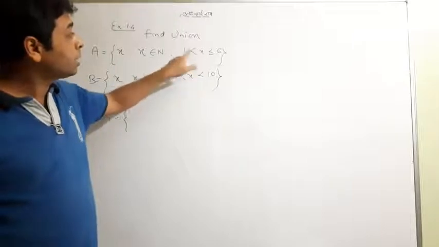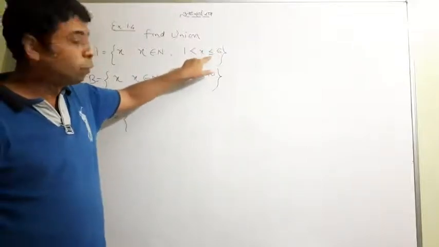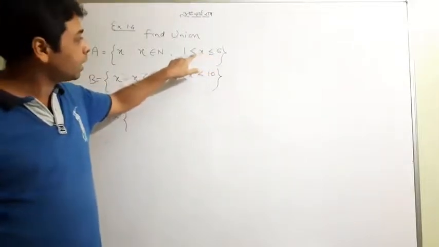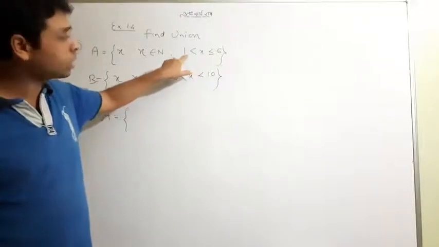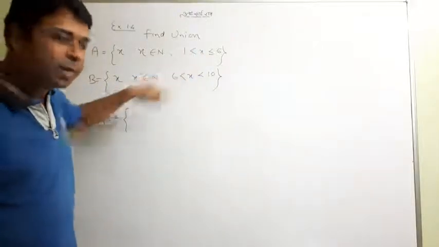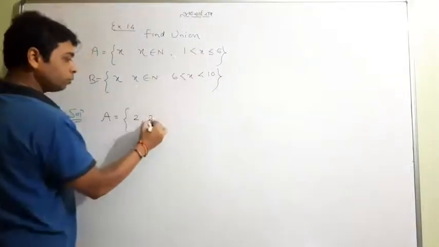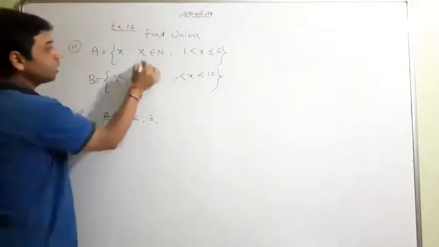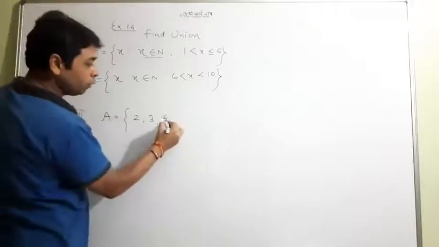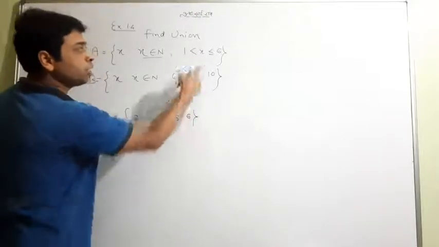x is lying between 1 to 6 and equal to 6 also. We can't take x equal to 1 because there is no equal-to sign there. So we start with 2, x greater than 1: 2, 3. Why am I writing 2, 3? Because it is a natural number. 2, 3, 4, 5 and 6 also, because it is equal to 6.